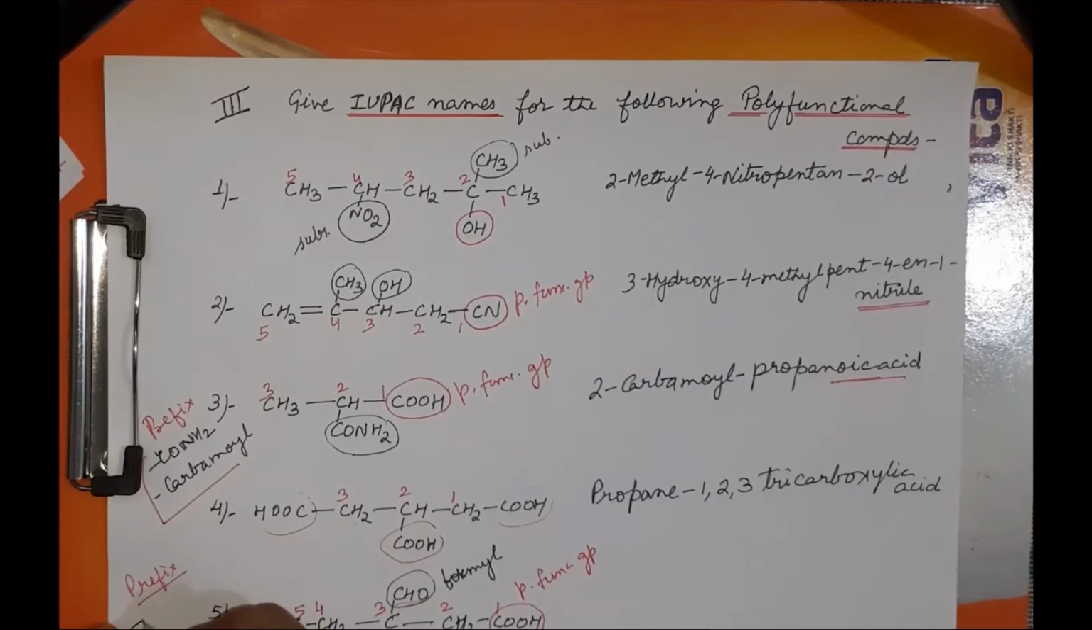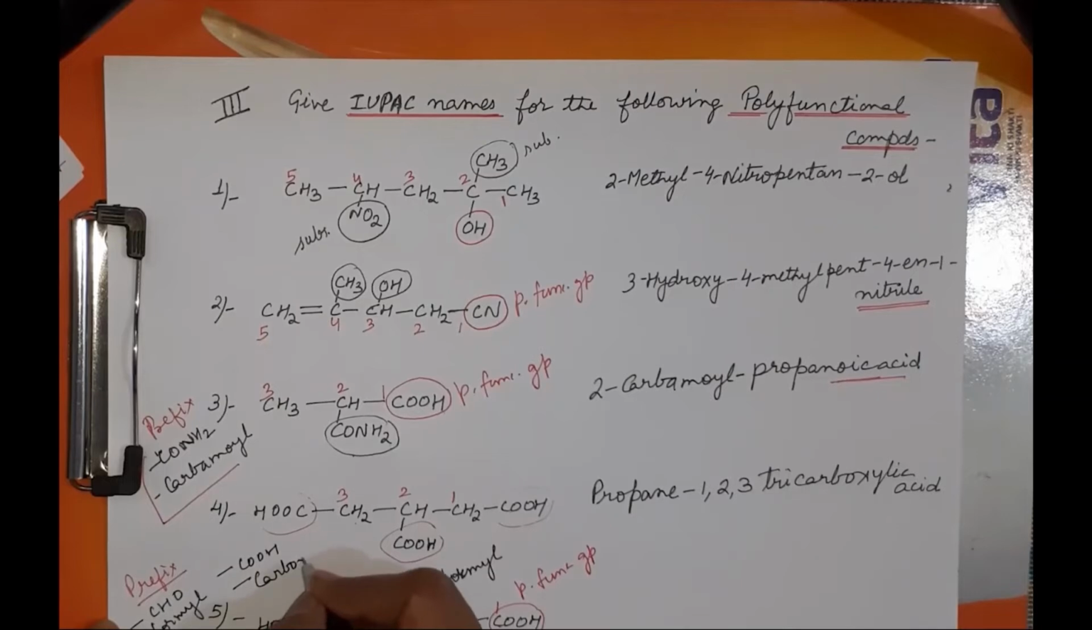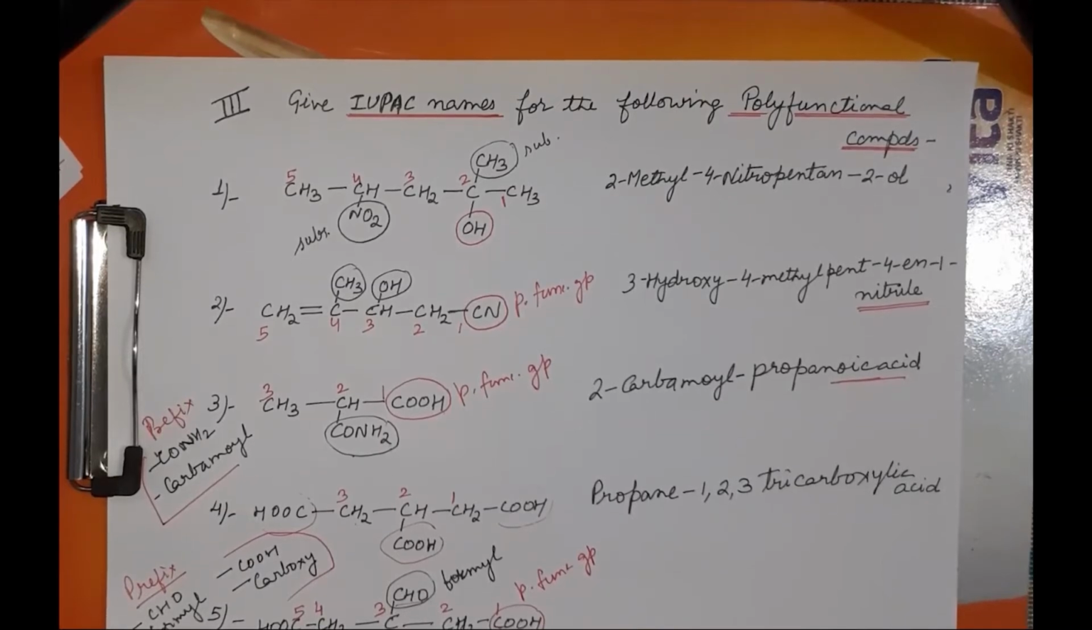If CHO group is there, then formyl is used. If COOH group is there, then carboxy is used as a prefix. So what will be the name? Name will be 3-carboxy. Both are the substituents. So carboxy will be written first because of the alphabetical order.